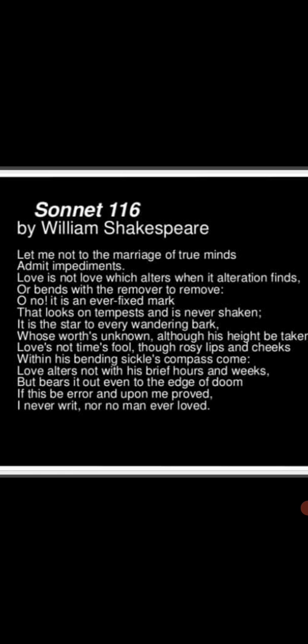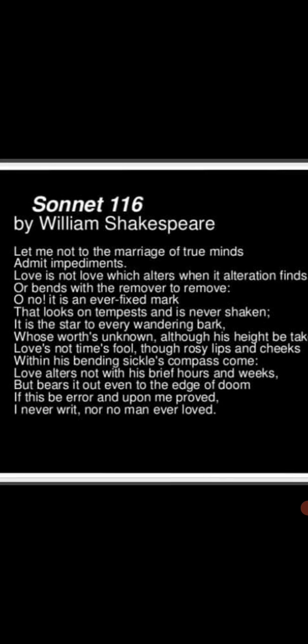We will start reading the poem. Let me not to the marriage of true minds admit impediments. Love is not love which alters when it alteration finds, or bends with the remover to remove. Oh no, it's an ever fixed mark that looks on tempest and is never shaken. It's the star to every wandering bark, whose worth's unknown, although his height be taken.